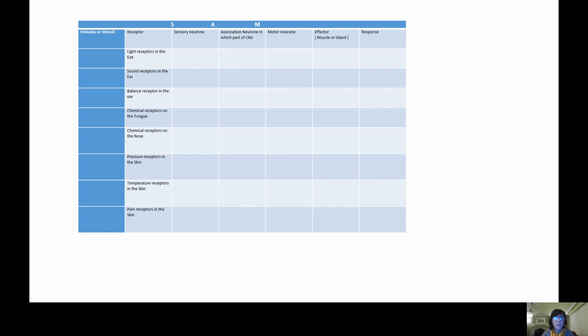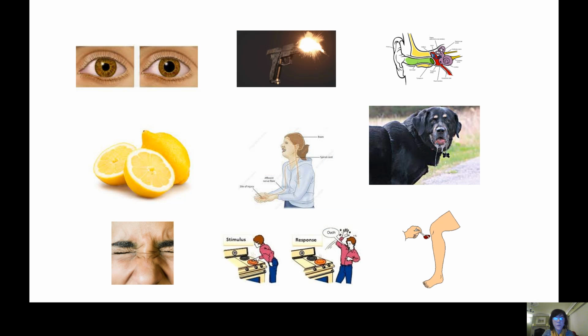Now you can pause it as you go through. I'm going to discuss each one and give you examples. So starting off, the light receptors in the eye, your stimulus or your stimuli. If we were in school, we would be looking at this experiment where you're in an ordinary room, a light room, and as you can see, your pupil is small, your iris is big, the colored part is big.